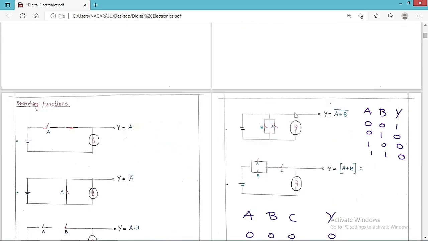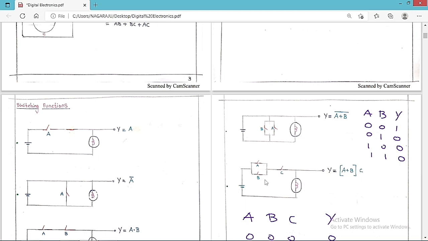So if A is on, B is off, C is on, then definitely when A is on and C is on, you are going to get the bulb on. If B is on, C is on, then definitely you are going to get the bulb on. If A, B and C are on, then definitely the bulb is going to be on. And except these three conditions, in the remaining conditions, the bulb is always off. So therefore, Y is equal to (A or B) dot C. So this is the equation that you are going to get.